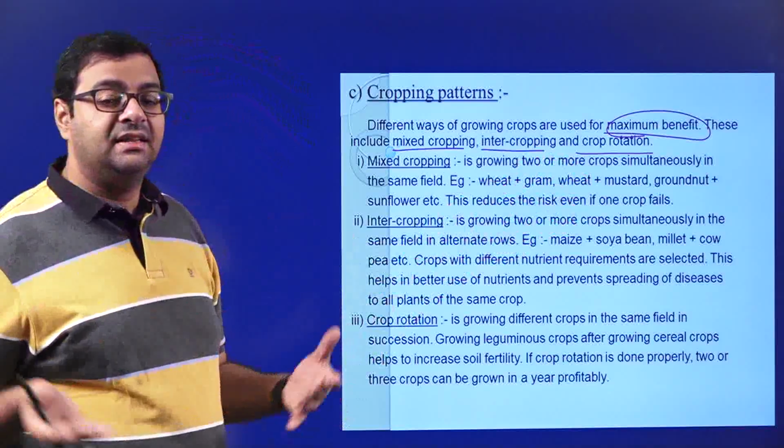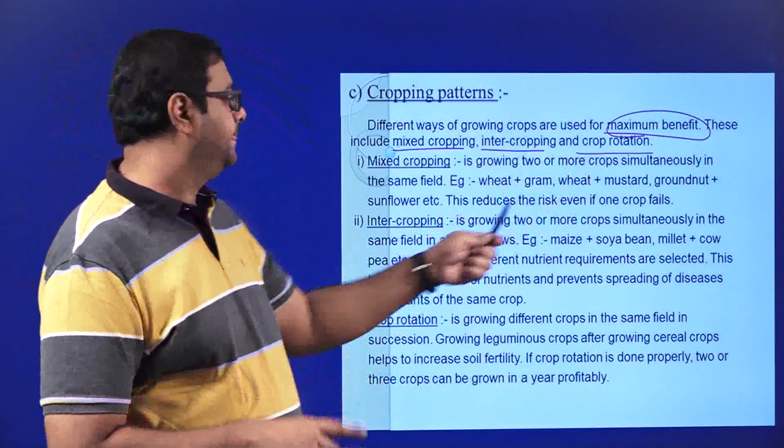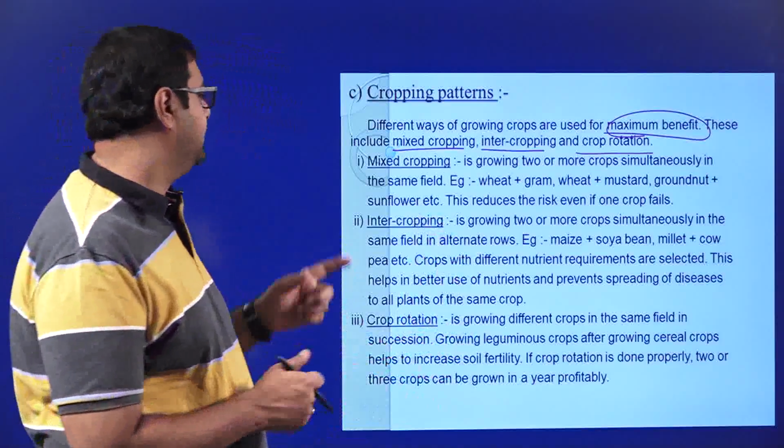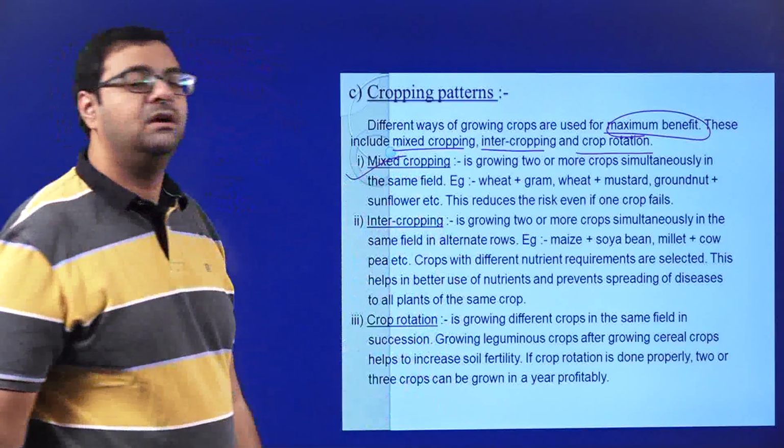And why are these taken? They are taken because if one crop is failing, the other crop is there to benefit the farmer. That is basically what mixed cropping is.